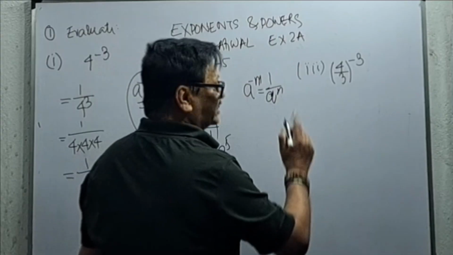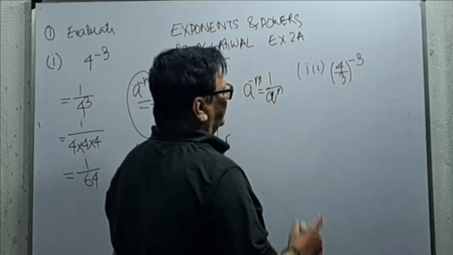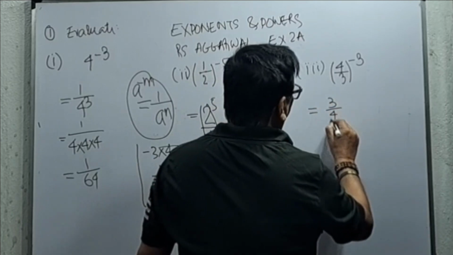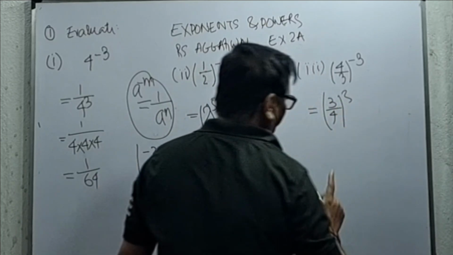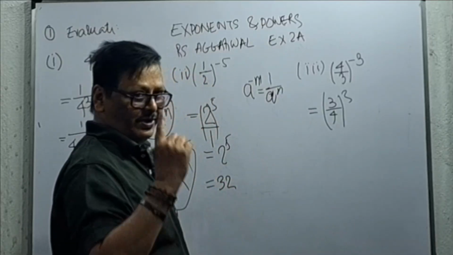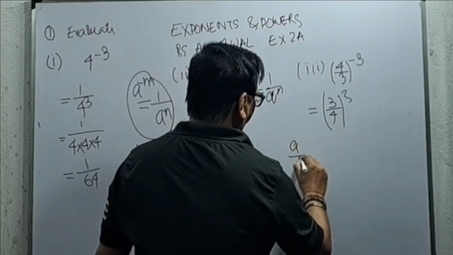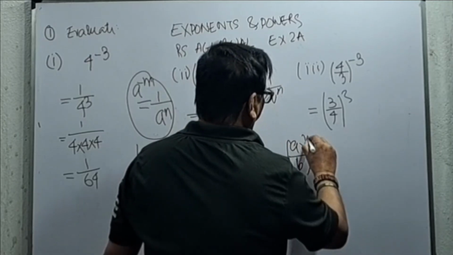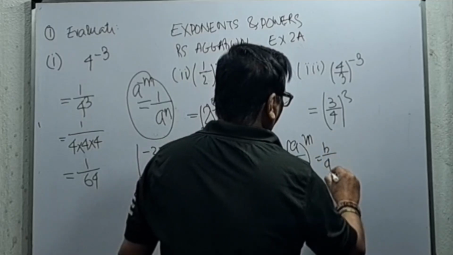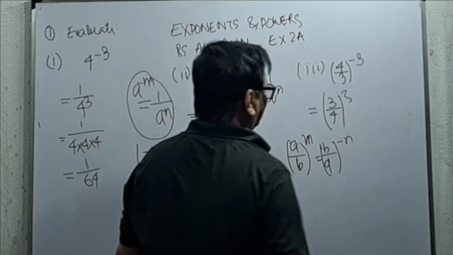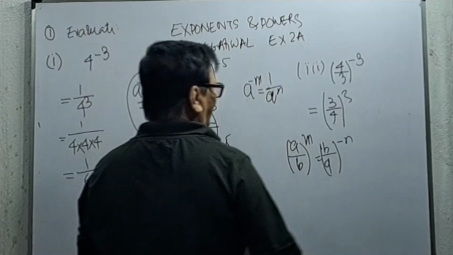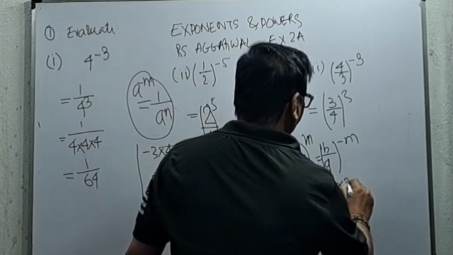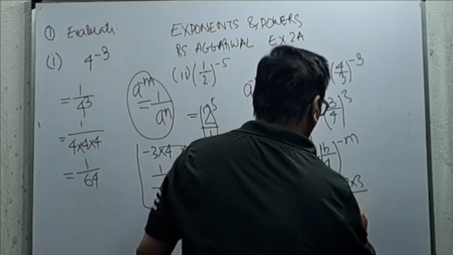Correct? Now we come to question number 3. What we do here is, we make the power positive by writing 3 by 4 to the power of 3. If you remember, we did in a previous video that a by b to the power of m is equal to b by a to the power of minus m, right? So that's what we have applied here. Now see, since it's evaluation, we would write 3 times 3 times 3 divided by 4 times 4 times 4.